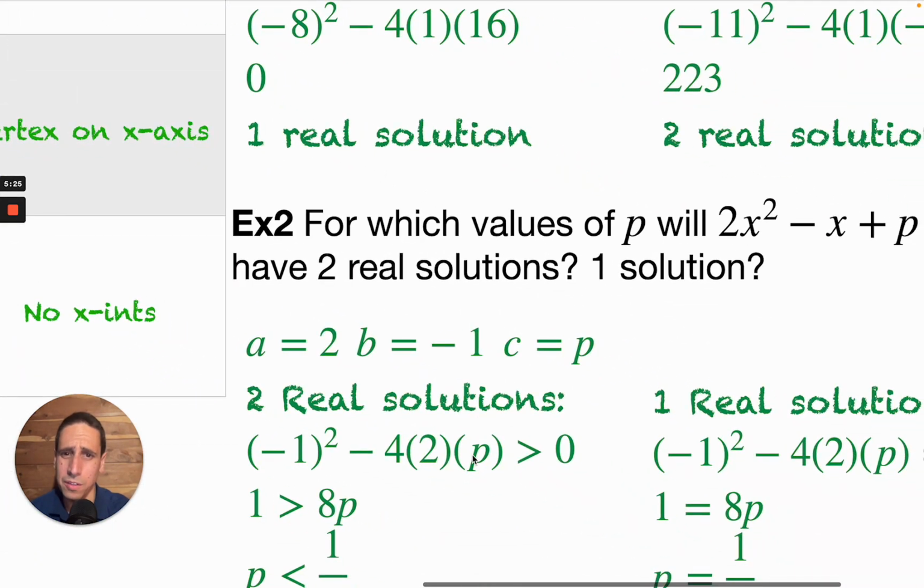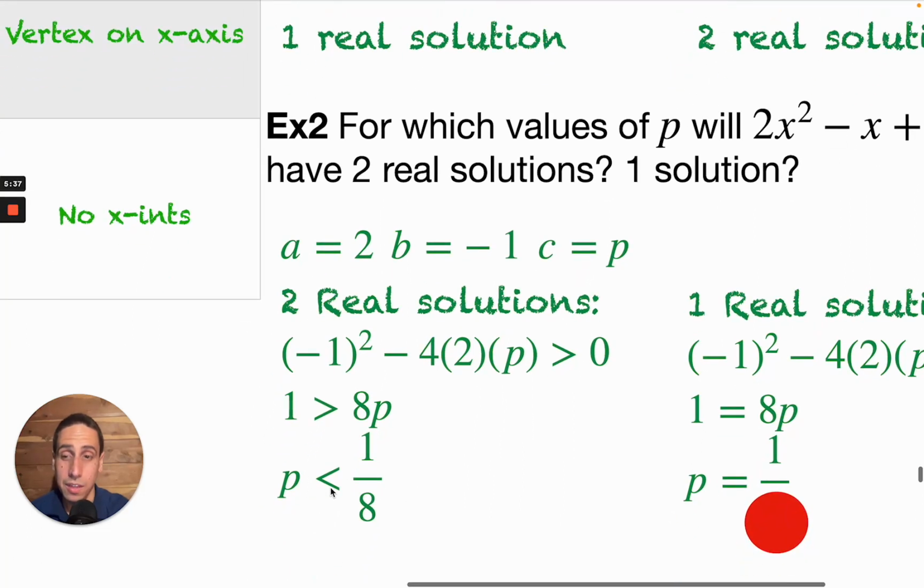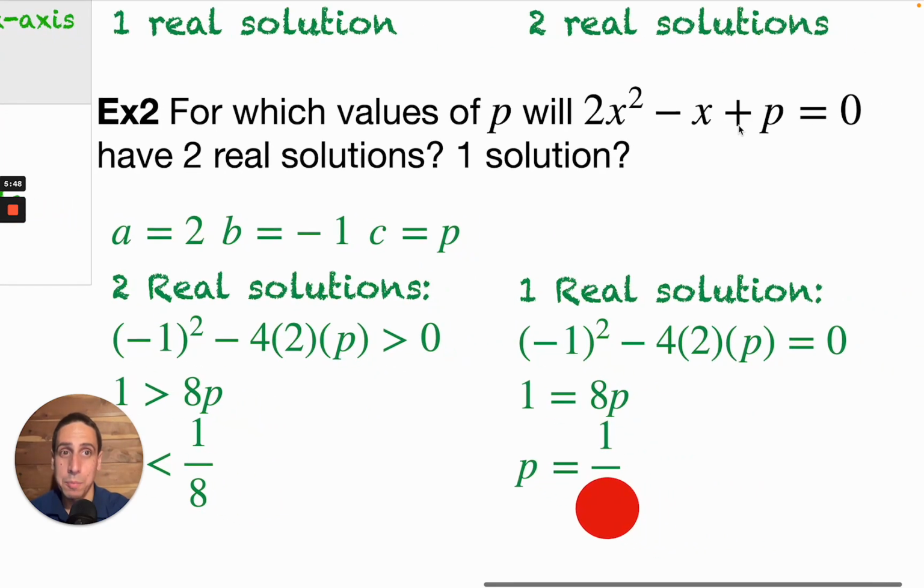So whatever p is, I don't know what it is, but apparently all this has got to be greater than 0. If you do the math and move this over to the other side, adding 4 times 2 times p to both sides, you get 1 is greater than 8p, and therefore p has got to be less than 1/8. It can be any number you want, just as long as it's less than 1/8. It could be any negative number. It could be 1/16. It could be 0. If you make p equal to 0, then this will have two real solutions.